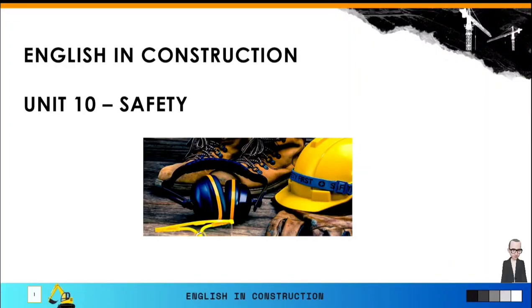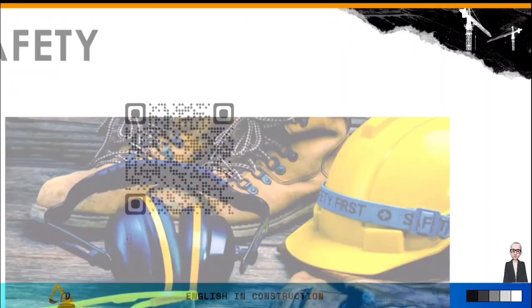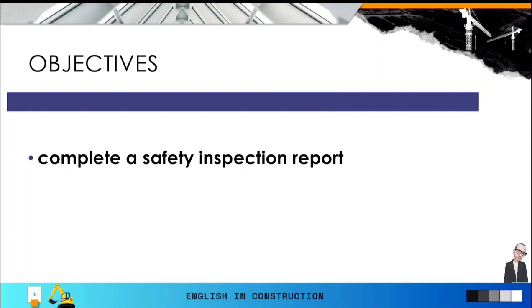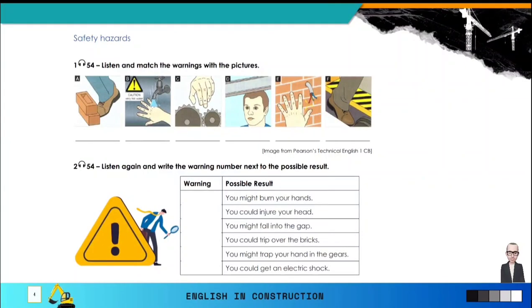So welcome back everyone. English in construction is still our topic and we are still with unit 10. In today's short session we are going to complete a safety inspection report. We are going to use sentences with the structure there is, there are, as well as the past form there was, there were, to describe safety hazards. Okay, so let's just get straight into it.